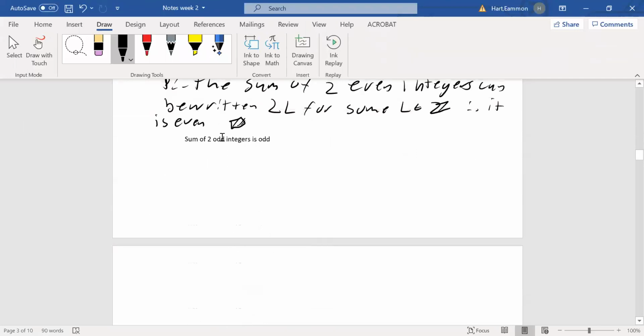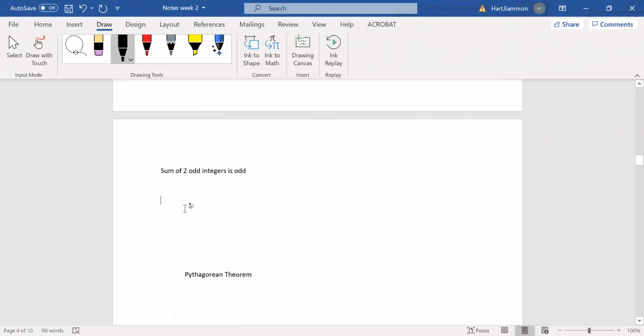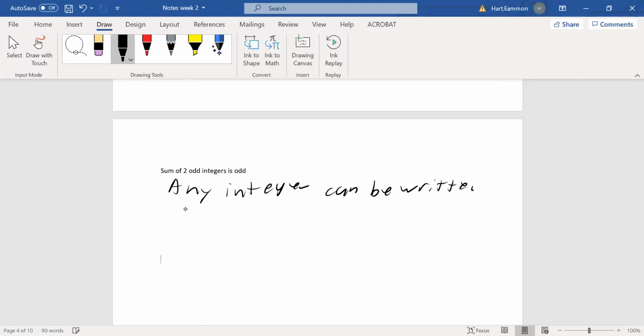Similarly, the sum of two odd integers is odd. Any odd integer can be written as 2k plus 1 for some k in Z. This is just the definition of an odd integer.